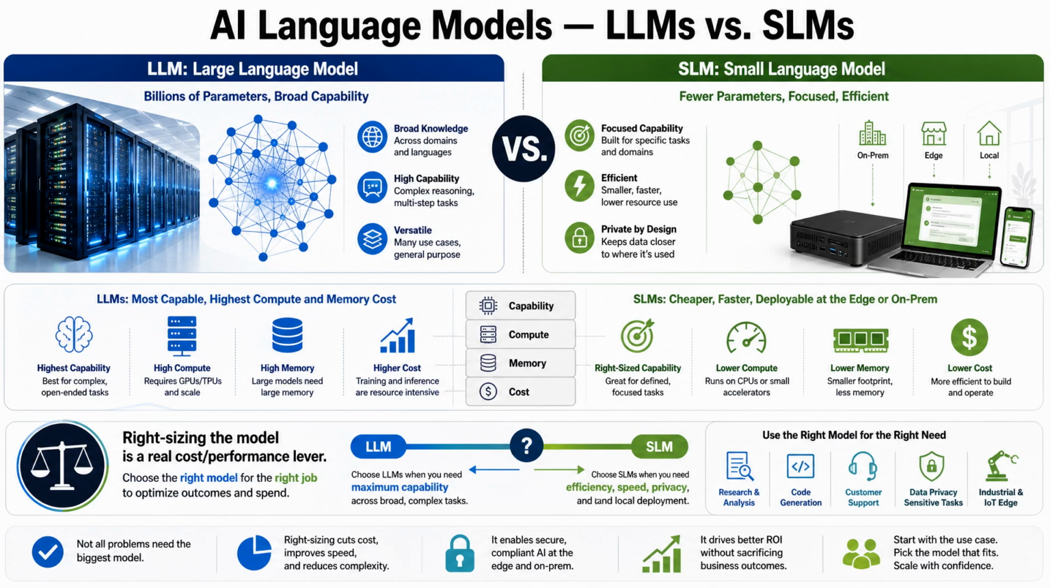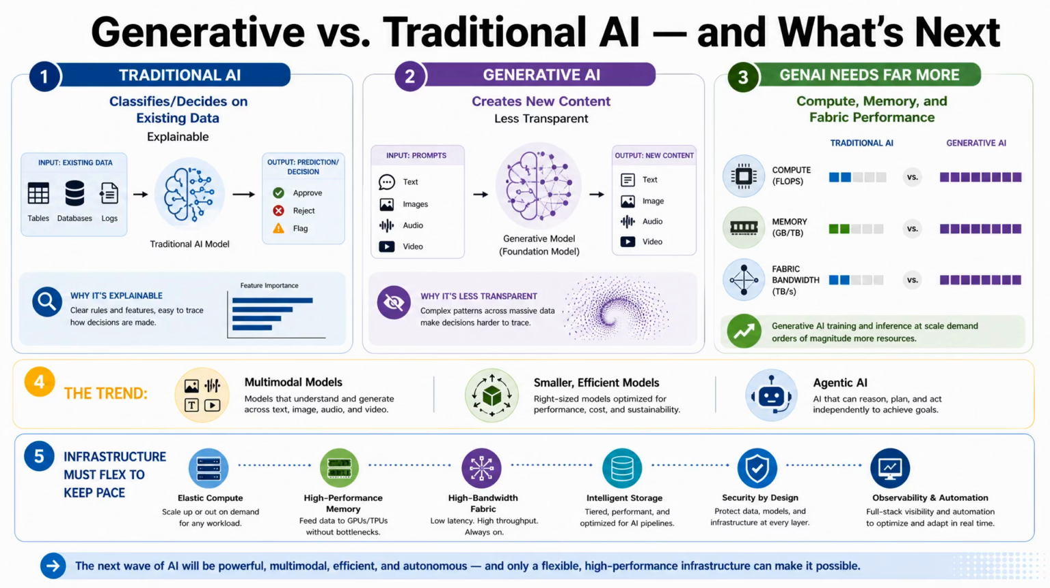Same logic. On the exam and on the job, know that trade-off cold: LLMs for broad, heavy lifting, SLMs for focused, efficient, distributed deployment, because that single choice ripples straight into how much infrastructure you have to buy. Let's tie the two worlds together and then look down the road.